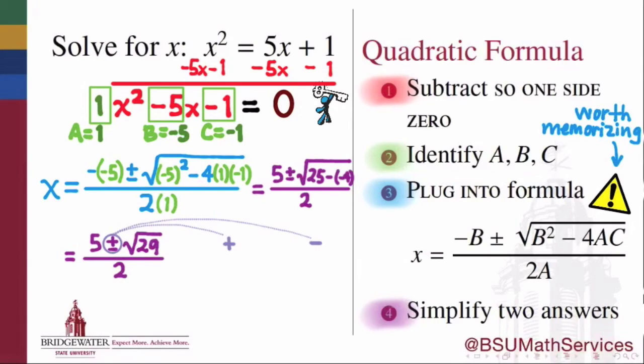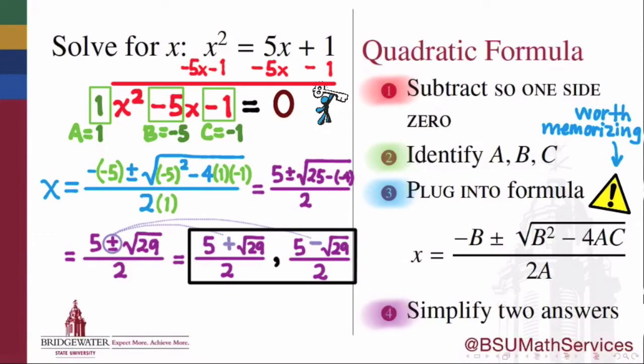So the last thing that we'll do is break this expression into two separate possibilities. One of them where the plus and minus sign is replaced by a plus sign, giving us 5 plus the square root of 29 over 2. And the other in which the plus and minus sign is replaced by a minus, giving us 5 minus the square root of 29 all over 2. That's the source of our two different solutions for x in this equation. And in our example, there's no more simplifying that we can do to make this expression look any simpler.